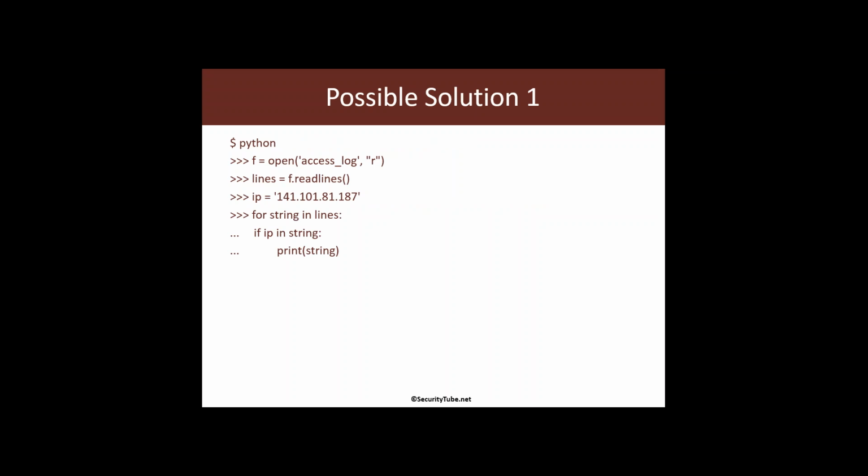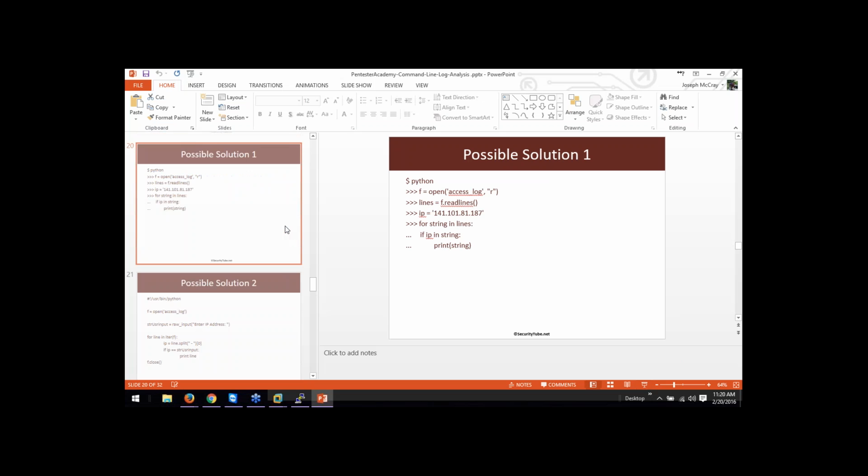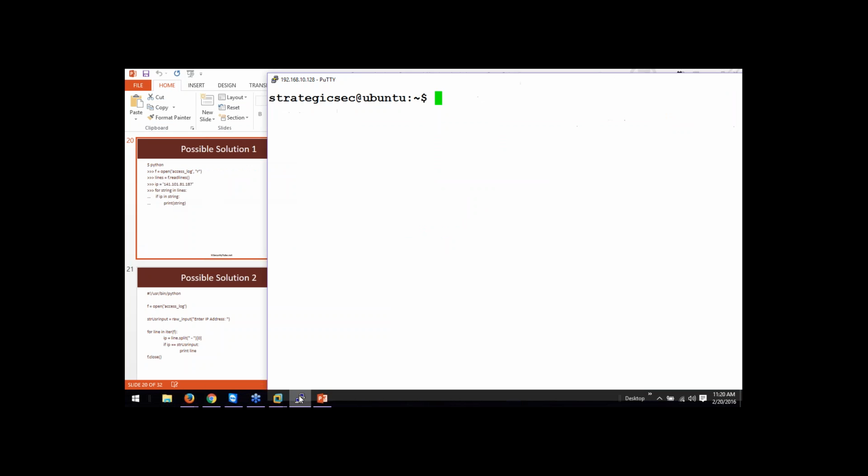So here's a possible solution. f equals open, read the log. lines equals f.readlines(). We've already done that. Here's the IP address. for string in lines, if the IP is in this string, print the string. It's a nice little down and dirty one-liner. Let's give it a shot.